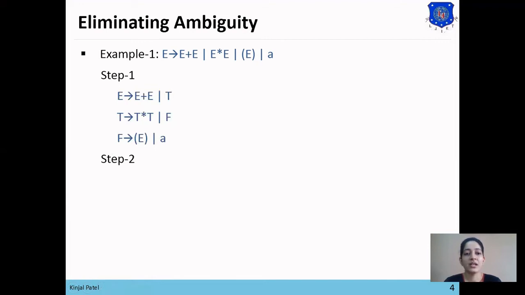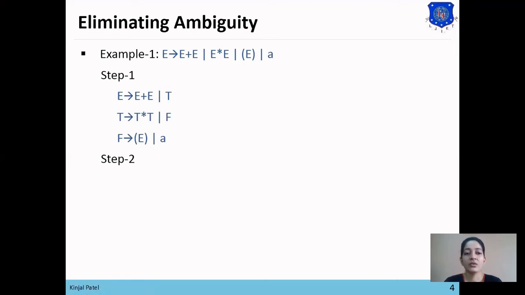Left recursion means the leftmost symbol at the right hand side is equal to the left hand side. The leftmost non-terminal at the right hand side equals the left hand side. So here you can see that the leftmost symbol is the same as the left hand side, so it is left recursive. Now what is right recursion? The rightmost non-terminal at the right hand side is equal to the left hand side, so it is also the same as the left hand side. So our grammar is left recursive and right recursive both.